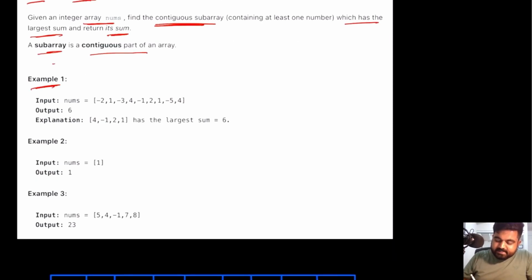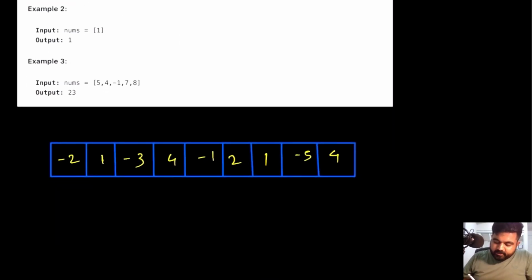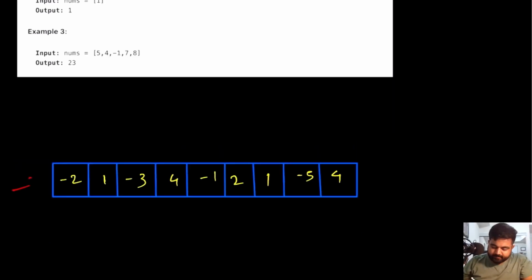Suppose this is the example we are given. I have actually drawn this example in a much bigger format over here. For this example, we are going to look at different subarrays and see what is the maximum sum we are able to find so far, and then in the end we will return whatever maximum sum we have found.